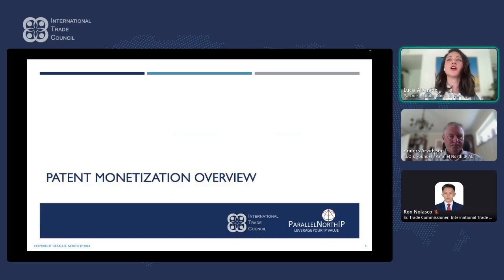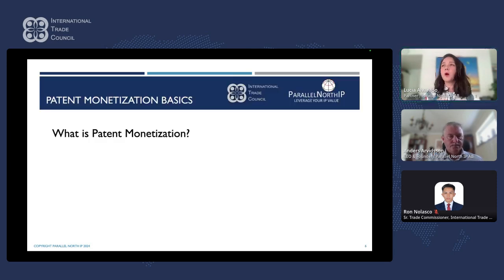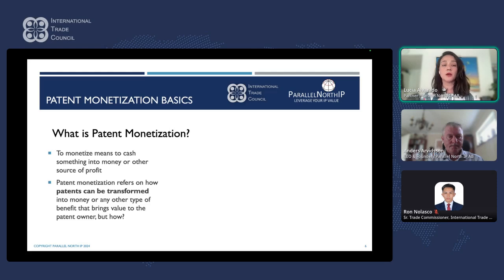So to start off with our presentation today, we want to give you an overview of monetization of patents. But first, what is patent monetization? Well, let's start with the definition of monetization. To monetize means to cash something into money or other source of profit. Therefore, patent monetization refers to how you transform patents into some source of value for the patent owner. It might be cash or it might be other type of value.